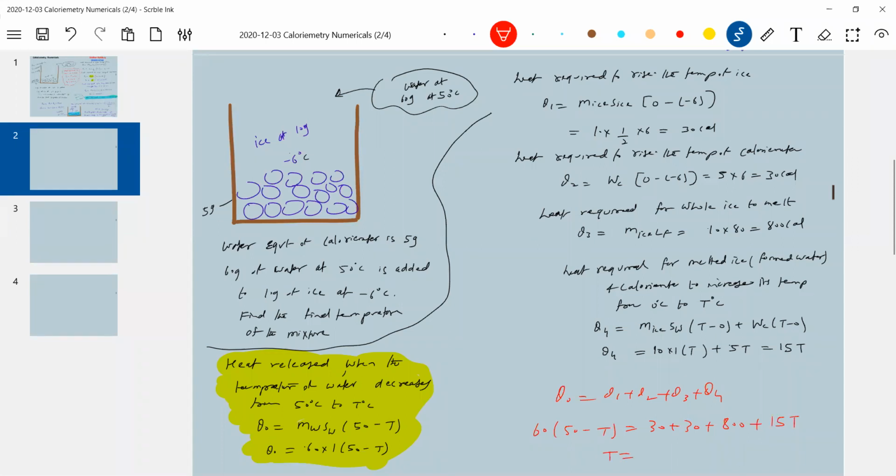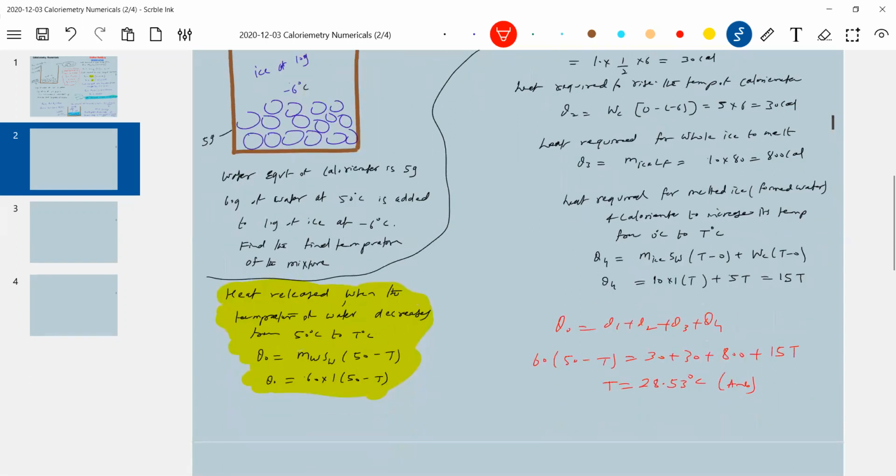Anybody answer? 28.53, sir. This will be your answer. Final temperature. What is T? Temperature of calorimeter.